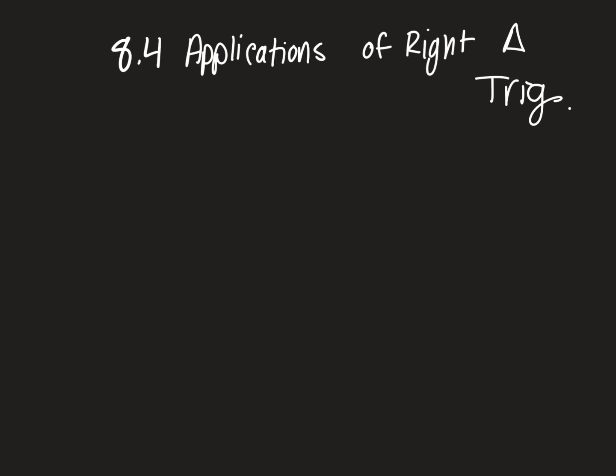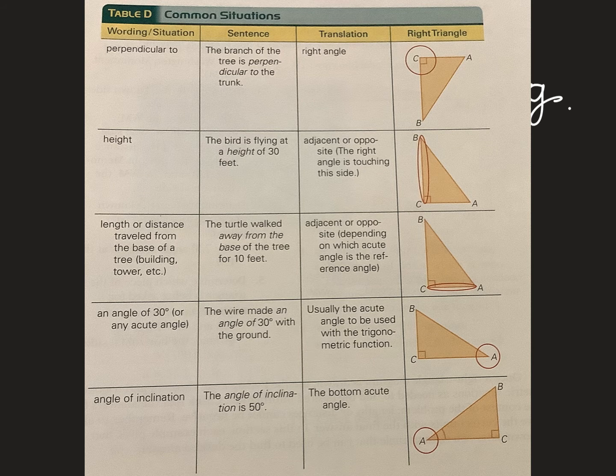some certain words that you'll see in these word problems and kind of what they mean when you go to draw a picture. So the first one says perpendicular to. In a word problem, if you see, say, a light pole is perpendicular to the ground, or this sentence, the branch of the tree is perpendicular to the trunk. So if this is the trunk of the tree, the branch sticks out, perpendicular means it's a right angle, right? So that's going to tell you where the right angle of your triangle should be drawn.